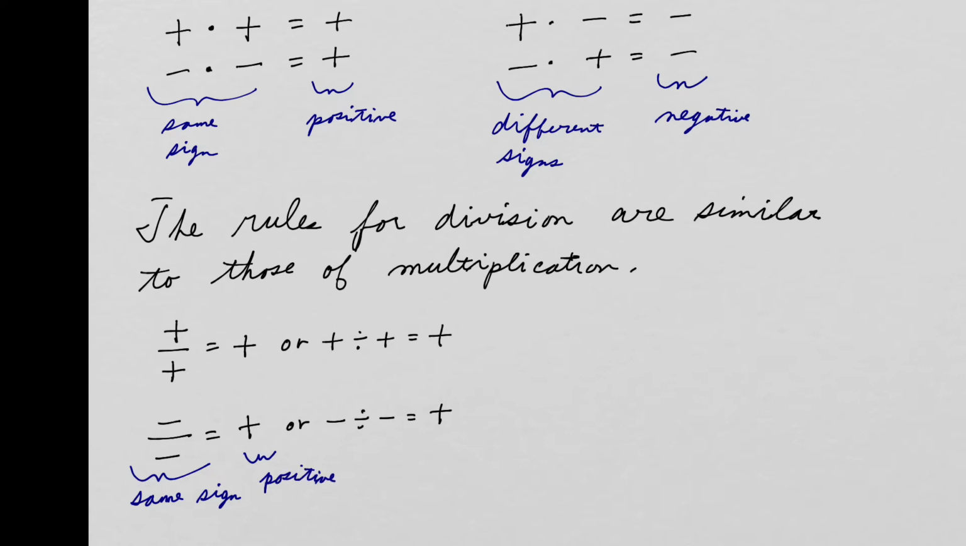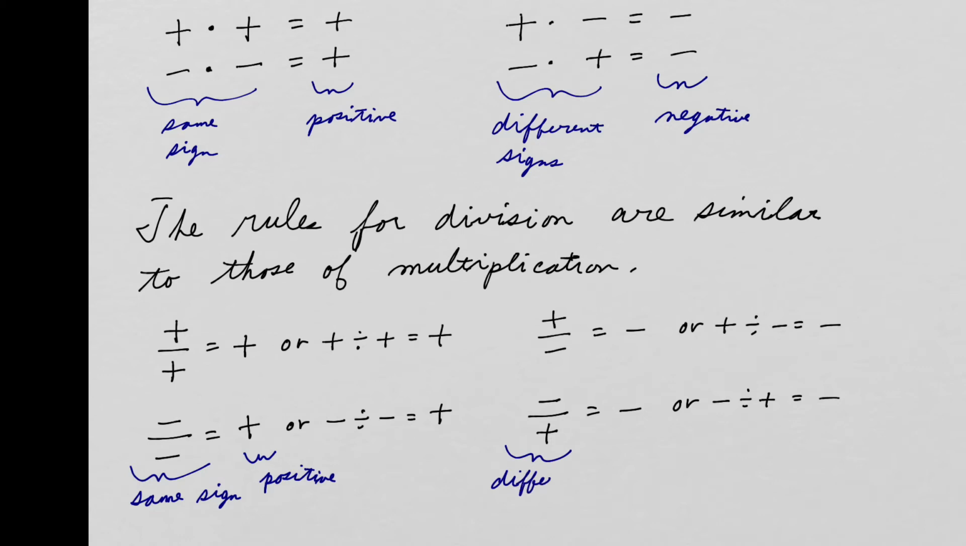And then if I have different signs, so if I divide a positive divided by a negative, which I could also write like this, then my answer is going to be negative. Or if I do a negative divided by a positive, so I have different signs, the answer is still negative. So if I have different signs, the answer is negative. So really it's the same rules as for multiplication.